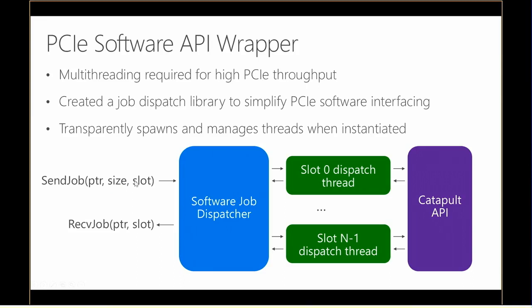It basically generates a dedicated dispatch thread for each slot. Each thread waits for data to send. Once data arrives via the send job function, the thread sends the data to the FPGA through its assigned slot, and then waits for the output data from the FPGA to arrive. On arrival, the thread buffers the data in a separate queue and frees the slot, making the data available via receive job.